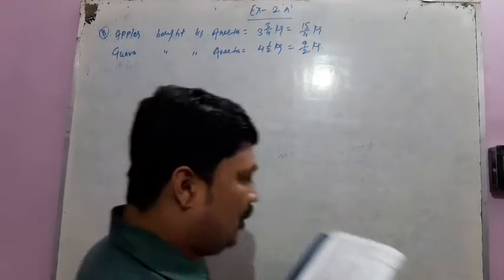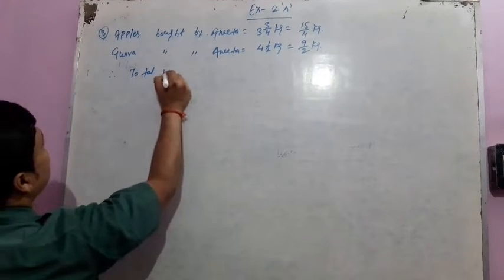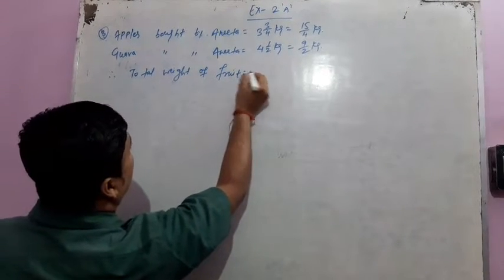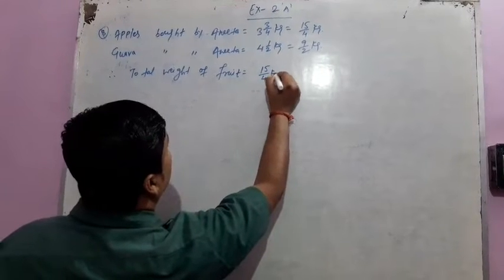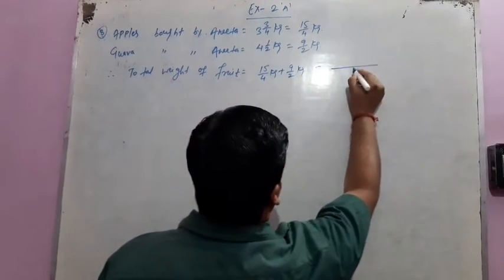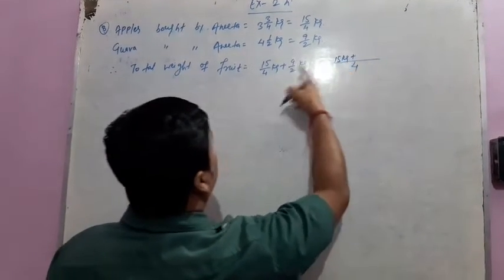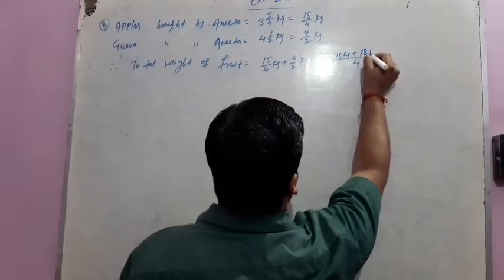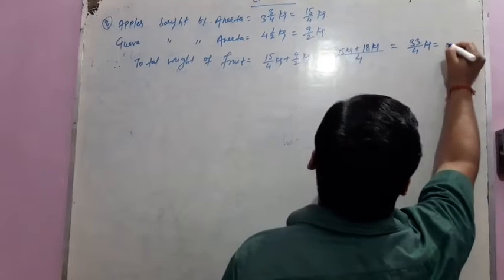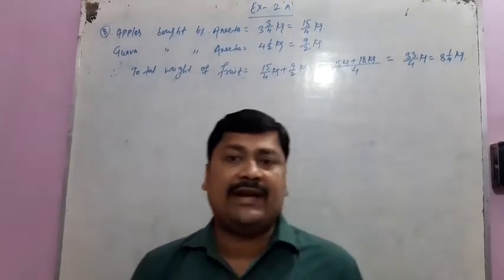Then here the question is, what is the total weight of fruit? Therefore, total weight of fruit will be equal to 15 by 4 kg plus 9 by 2 kg. Now here we have to take the LCM. The LCM will be 4 here. 4 ones are 4, 15 ones are 15, and 2 twos are 4, 9 twos are 18. The sum of 18 and 15 is 33 by 4 kg, that is equal to 8 whole 1 by 4 kg. That's our answer. Now moving on, next question.